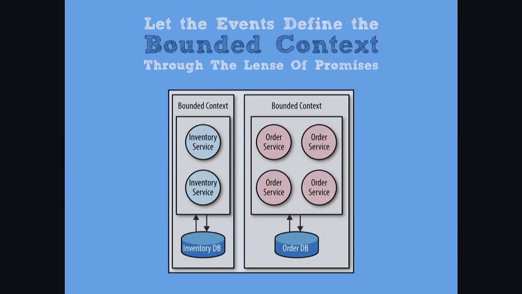So I really believe that we should think mainly through events and let events define our bounded contexts. I won't go into deep DDD here. I assume that most people in here know what bounded contexts are, what aggregates are, etc. But I really think that we should also try to do that through the lens of promises, okay? Because defining the protocols based on what promises we can make, and what happens when we don't keep them, helps us invert the control flow, as I said. And this means that it puts the service in control. The service is actually in charge of its own destiny, which leads to autonomy, or rather follows autonomy.